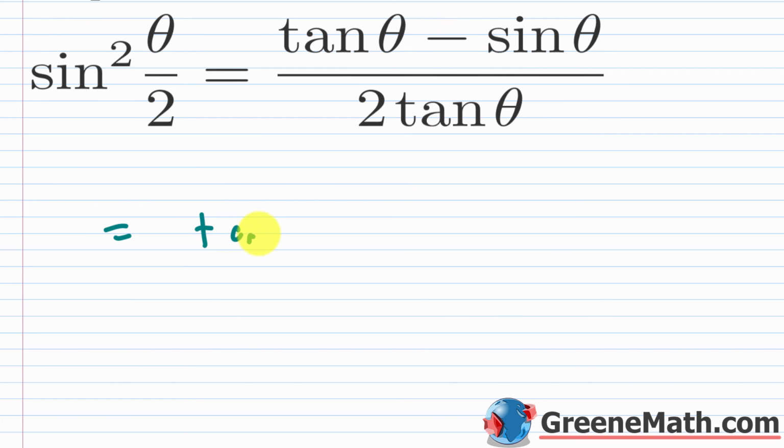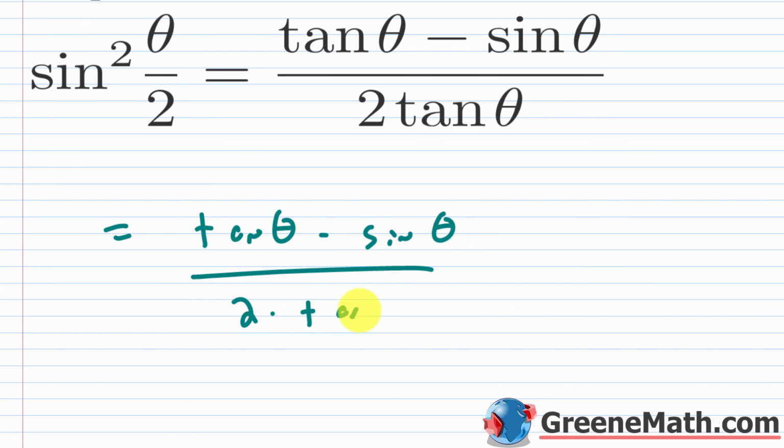So let's write this out. The tangent of theta minus the sine of theta over 2 times the tangent of theta, so times the cotangent of theta over the cotangent of theta. Now, you can do this a different way. The reason I'm doing this is because the cotangent of theta times the tangent of theta is going to give me 1, so I'll be able to get a 1 here and a 1 down here. And then sine of theta times cotangent of theta is cosine of theta.